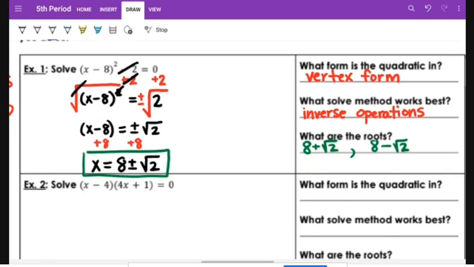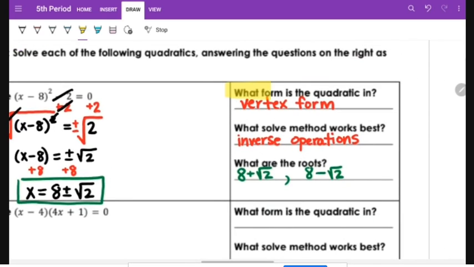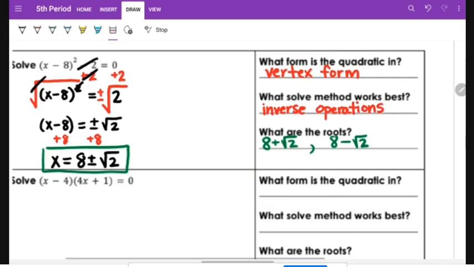I know, based on our conversations yesterday, that solving using inverse operations is already beginning to come naturally to you guys. I know that this process makes sense to you, and I have every amount of faith that you can do these problems correctly. The real trick to most of these problems is actually the very first step, identifying what form the quadratic is in. And I personally think that's the toughest part.